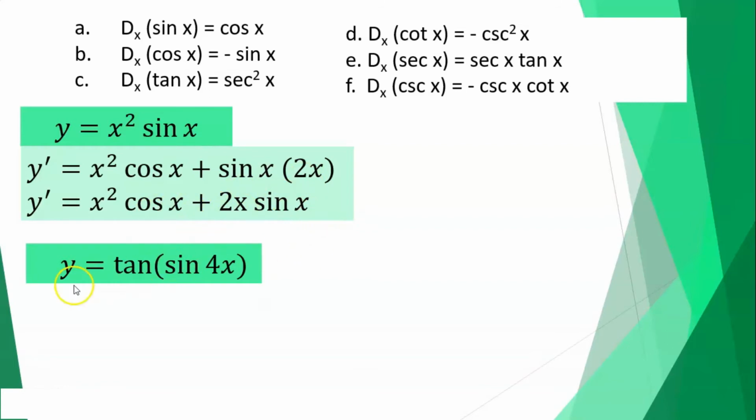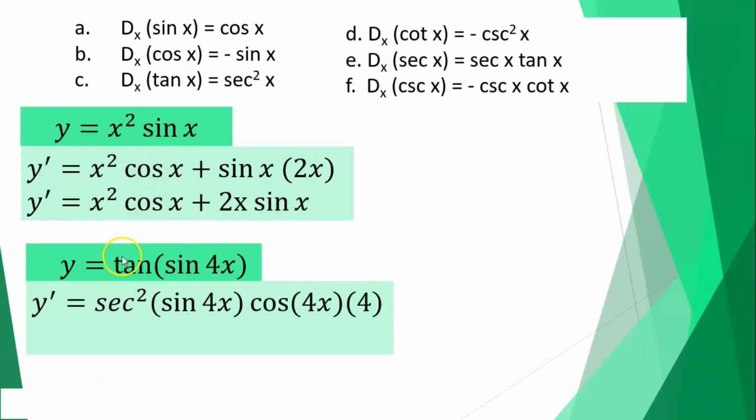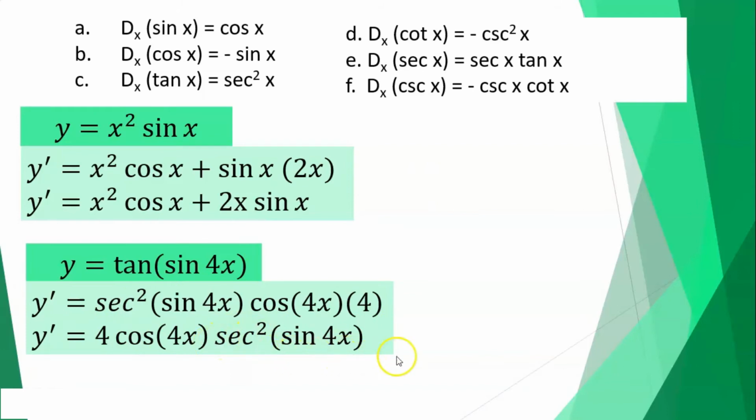Okay, another. Now this time, we have y is equal to tangent of sine 4x. To do this, the derivative of tangent is secant squared, so here we have secant squared sine 4x, then times the derivative of sine, which is cosine, then copy the angle, which is 4x, and the derivative of 4x is 4. So the final answer is 4 cosine 4x secant squared sine 4x.